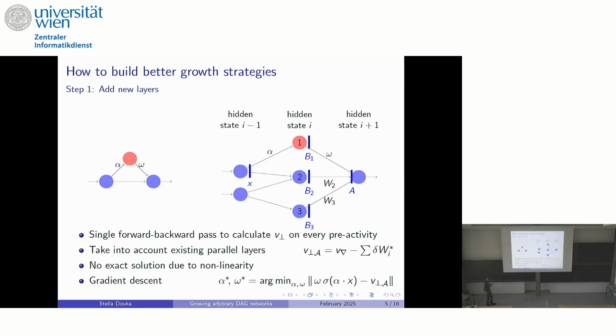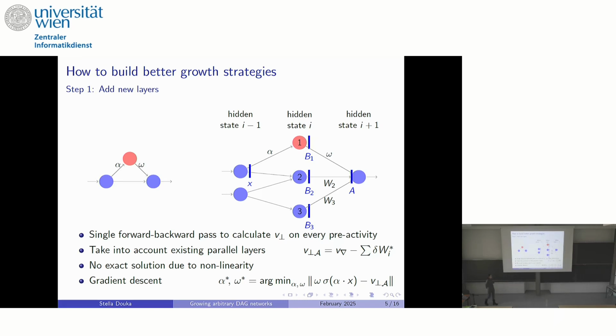Let's assume that we want to add a completely new node here that we denote as 1. For this case, we need to add a new layer for the input, denoted as alpha, and an output layer denoted as omega. So we have 2 new linear layers whose parameters we need to calculate. The order of operations is that we do only a single forward and backward pass to calculate the expressivity bottleneck in all the pre-activities in the whole network. So we know exactly the expressivity bottleneck in all the nodes that we have in our network.